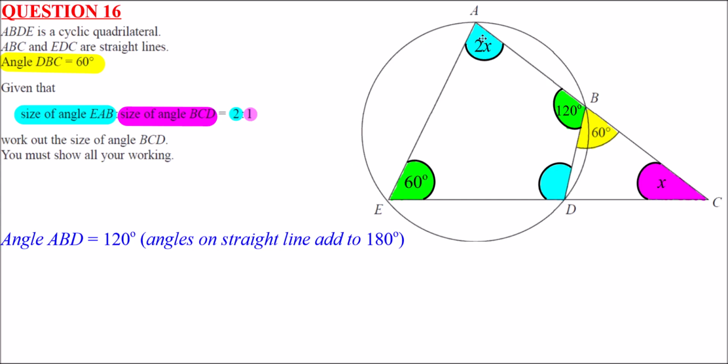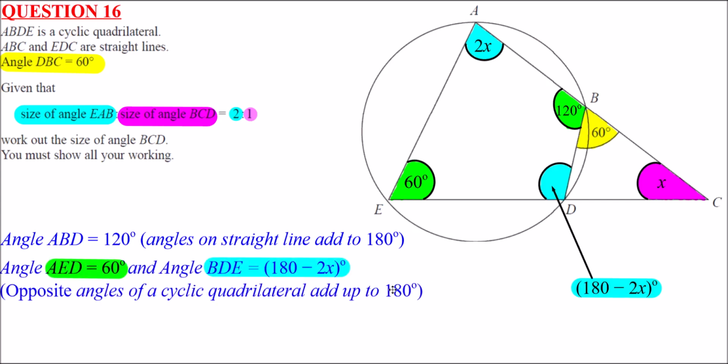Similarly, the one opposite to 2x, which I've colour-coded in blue again, if that's 2x, this one down here will be 180 minus 2x. But rather than just labelling, explain it to the examiner that you've used the circle theorem that opposite angles of a cyclic quadrilateral add up to 180 degrees. So just saying that here explicitly to make sure you get full marks. Then you need to work out the angle of BCD, which is essentially x.